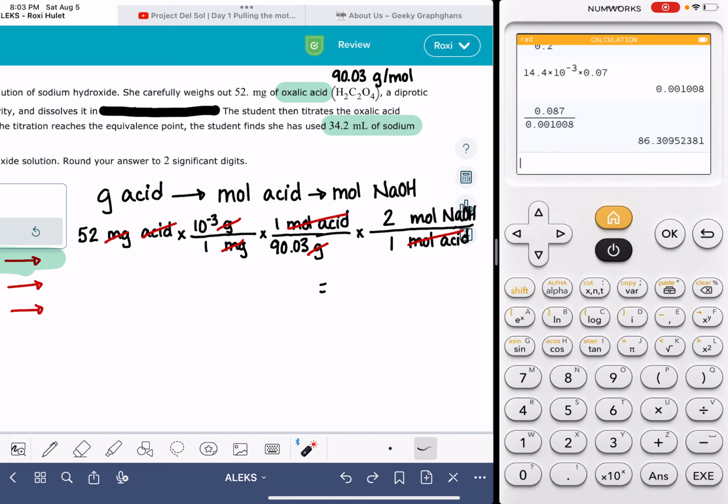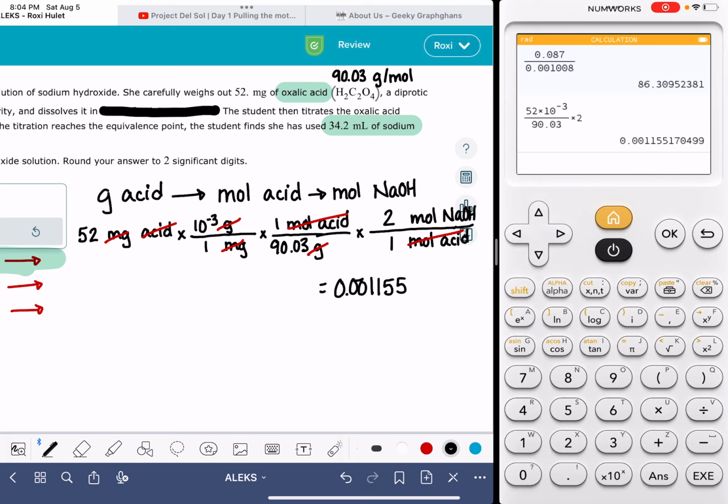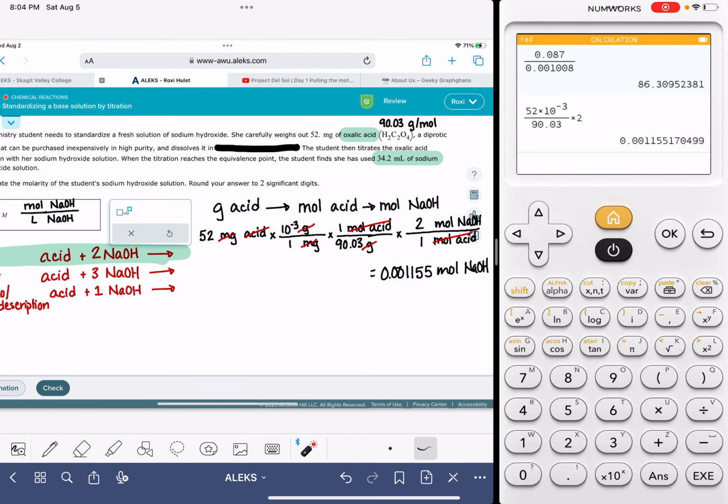So using my calculator, I've got 52 times 10 to the minus 3. I'm going to divide that by 90.03 and then multiply by 2, and that gives me 0.001155 moles of NaOH. Now remember, our job is to calculate the molarity, which is the moles per liter. So I'm going to just copy that again down here. We need our moles of NaOH divided by liters of NaOH.